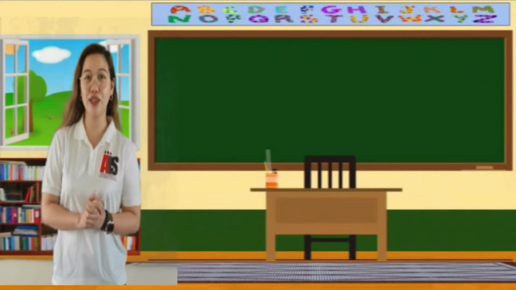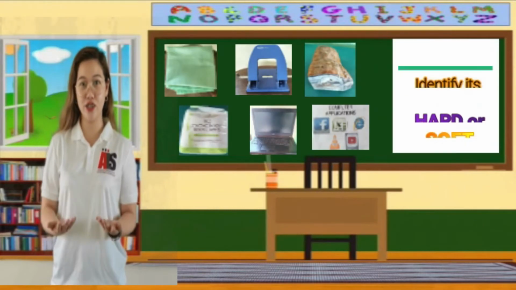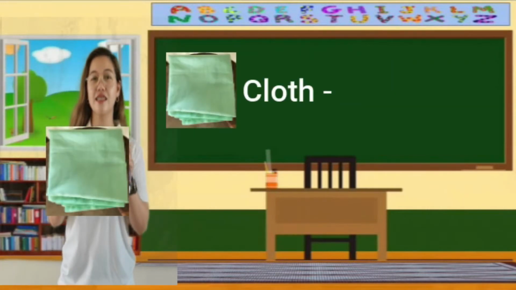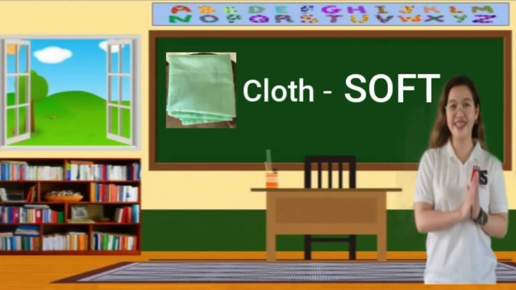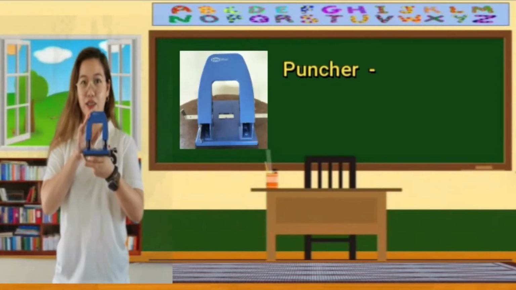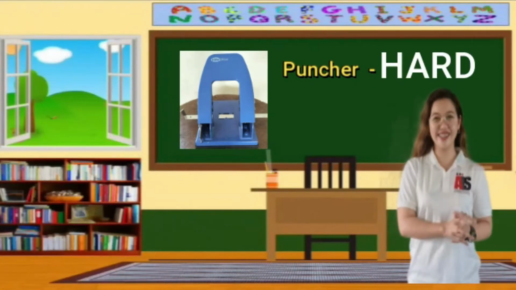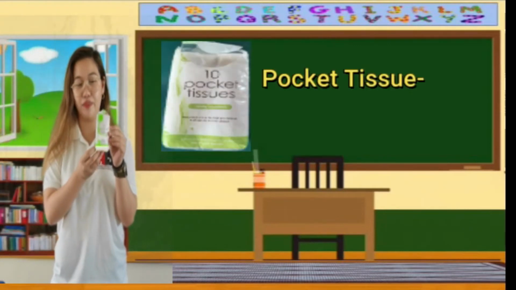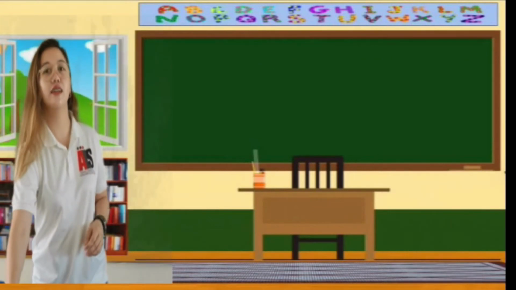Now, before we start our lesson for today, I have here things that I want you to identify the texture of. The first thing I have is a glove. What do you think is the texture of this? Is it soft or hard? Very good. The next thing I have is a puncher. Is it soft or hard? Very good. Now we have a pocket tissue. Very good. Now we have a rock.